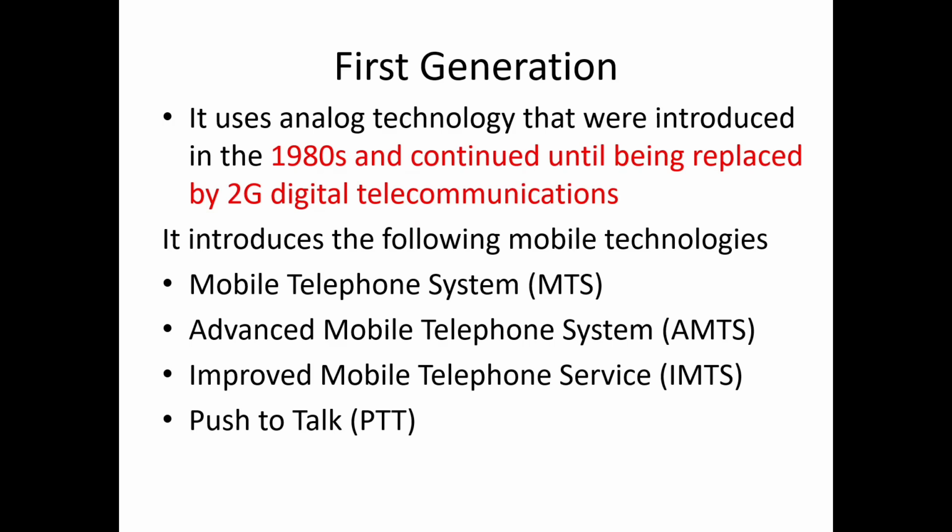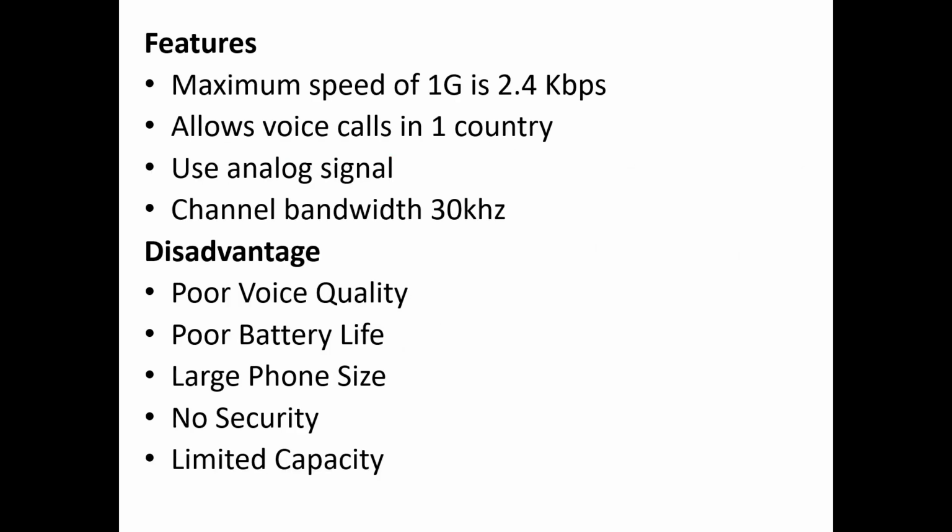From first generation, it uses analog technology that was introduced in the 1980s and continued until being replaced by 2G digital telecommunications. It introduced the following mobile technologies: mobile telephone system, advanced mobile telephone system, improved mobile telephone system, and push to talk. Features: maximum speed of 1G is 2.4 kbps. It allows voice calls in one country. Uses analog signal. Channel bandwidth is about 30 kilohertz. And the disadvantages are poor voice quality, poor battery life, large phone size, no security, limited capacity.